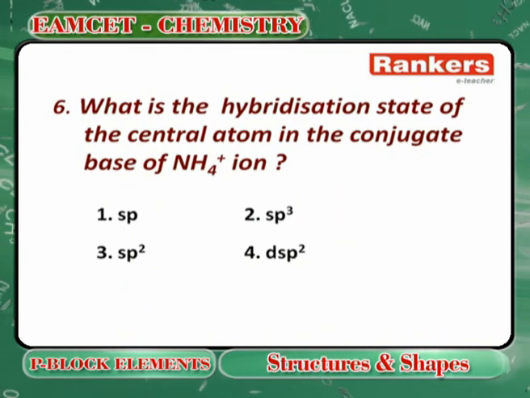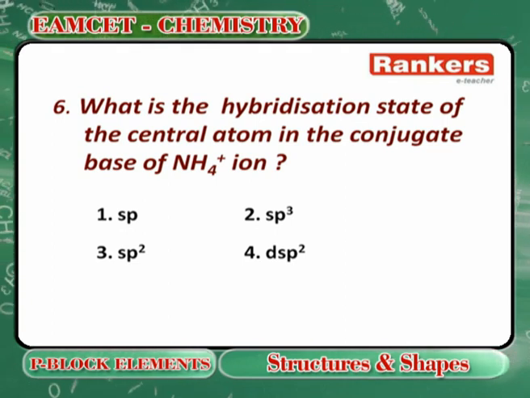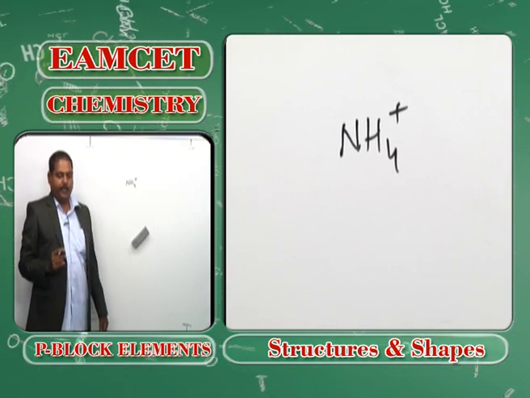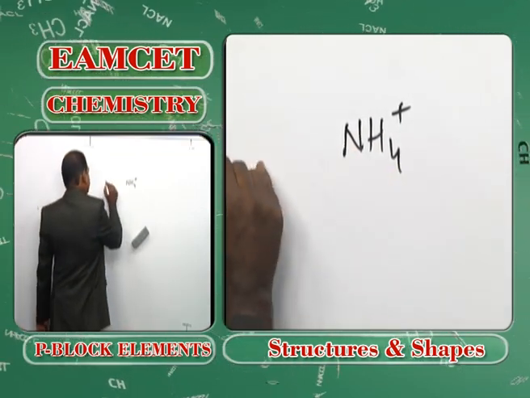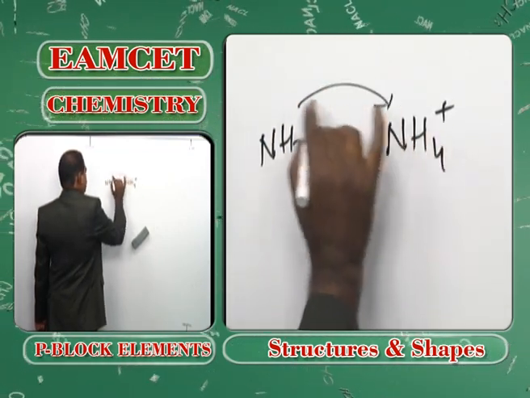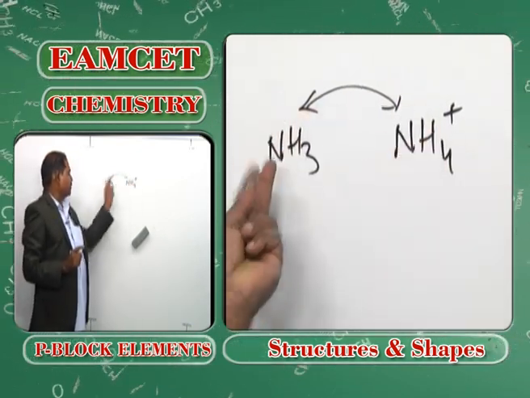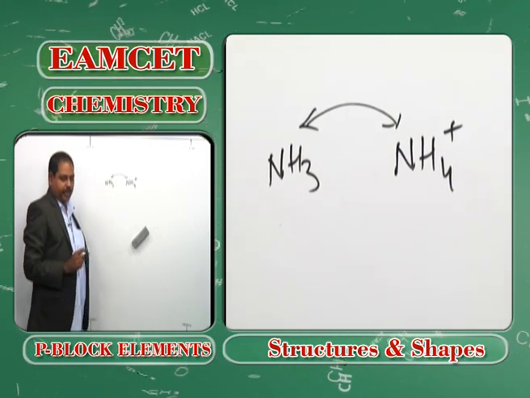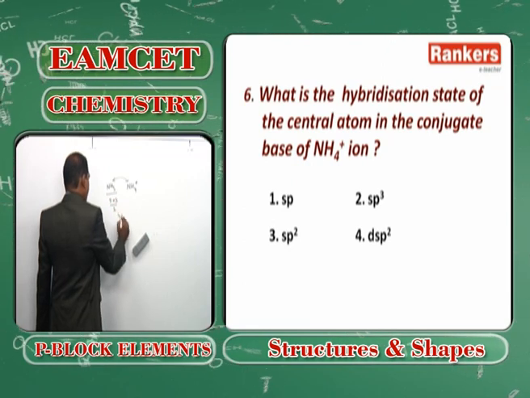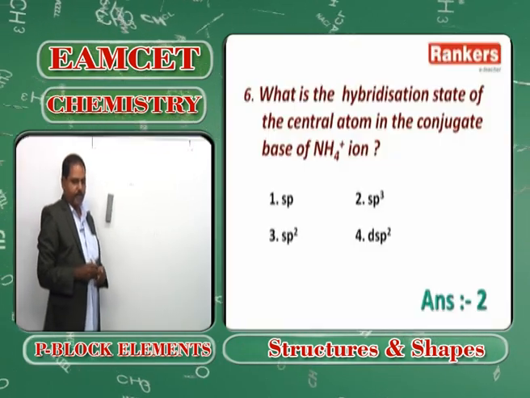What is the hybridization state of the central atom in the conjugate base of NH4 plus? I think this question has little connection with the topic, ionic equilibrium. So, what is the conjugate base? NH3. NH4 plus and NH3 are conjugates. They play in tandem with each other. NH3 takes a proton, the other gives a proton, vice versa. Therefore, the hybridization of NH3: 5 plus 3 by 2, 4, sp3. The answer is 2, sp3. Next question.